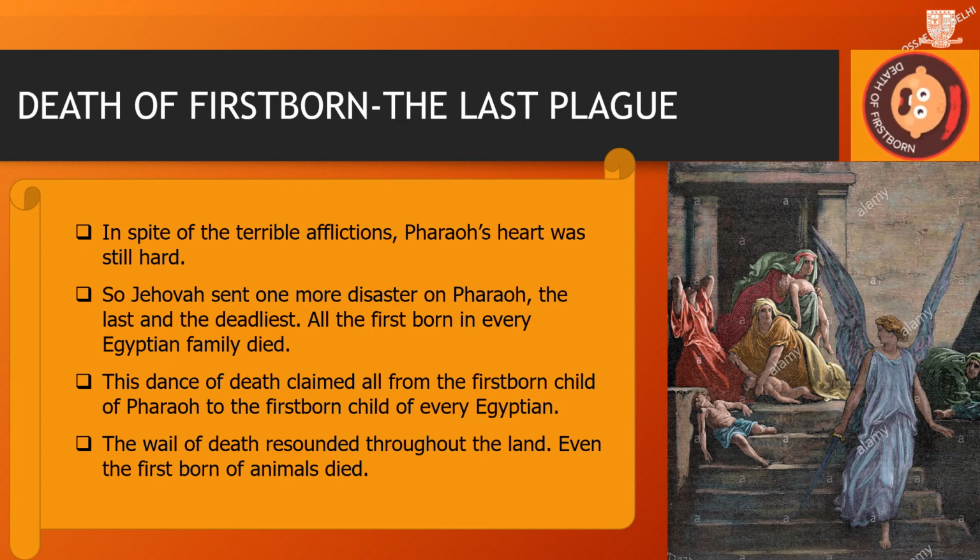The wail of death, that is, the cry of death, resounded throughout the land. Everywhere in Egypt, one could only hear the cries and wails of people who had lost their firstborn children. So everywhere in and around Egypt, there was just the cry of death. Even the firstborn of the animals also died. So this was the last plague, and this was why it was called the deadliest of all the plagues.